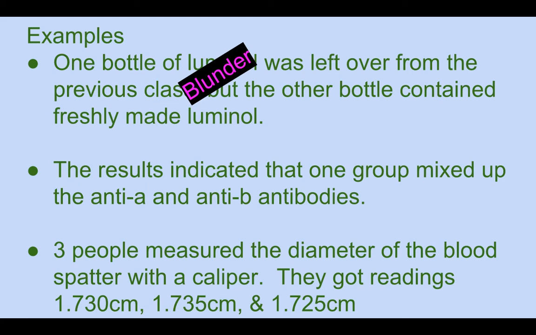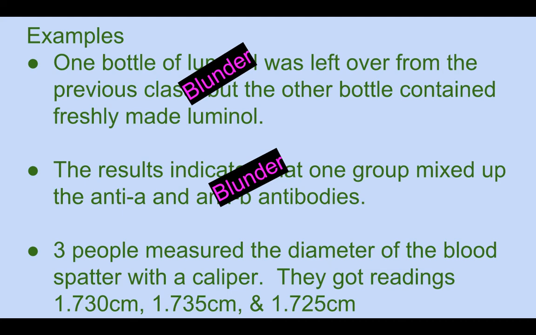Okay, let's go to the blood typing lab. The results indicated that one group mixed up the anti-A and anti-B antibodies. A blunder again, because somebody mixed up the two things. They dropped the anti-B antibodies in the anti-A depression in the tray that we were using.